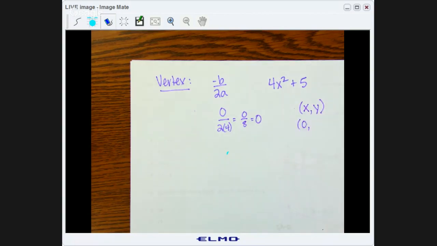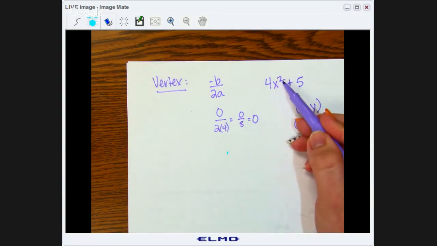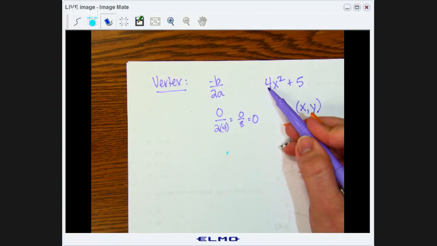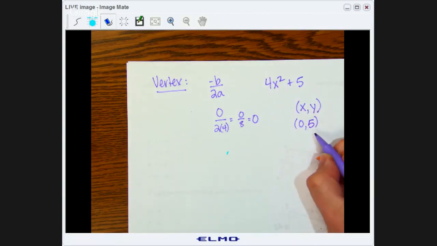So in order for us to find the complete value or the maximum and minimum, I have to plug that value back into x and solve to get my y. So if I plug 0 in here, 0 squared would be 0. 0 times 4 would be 0. 0 plus 5 would give me a value of 5. And this would be your vertex.